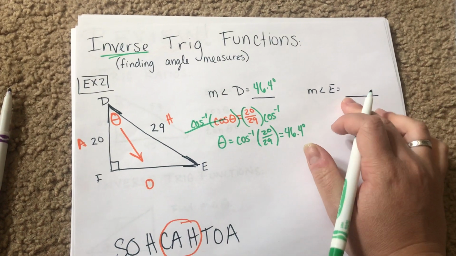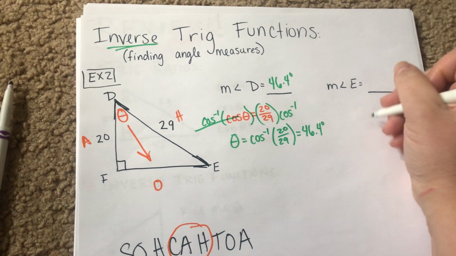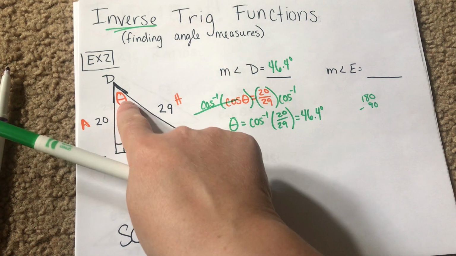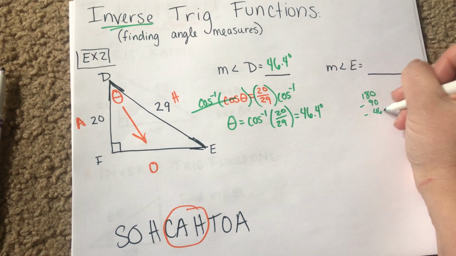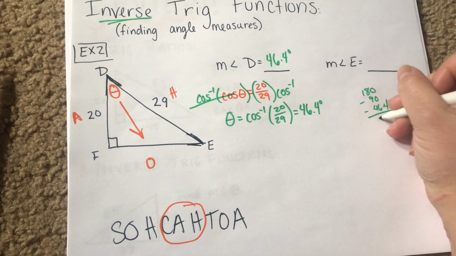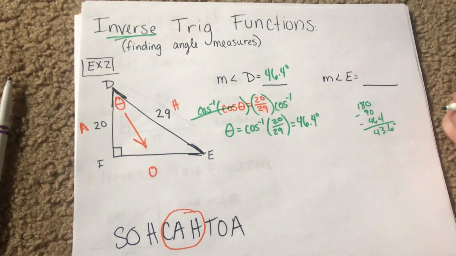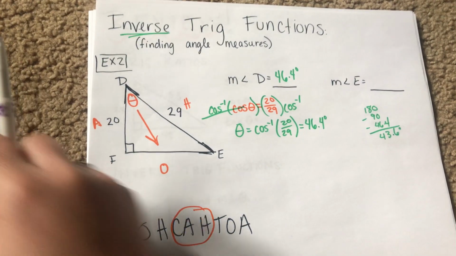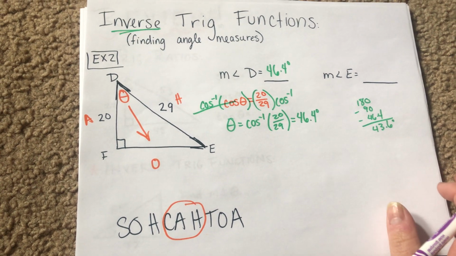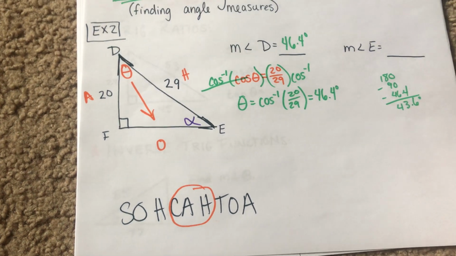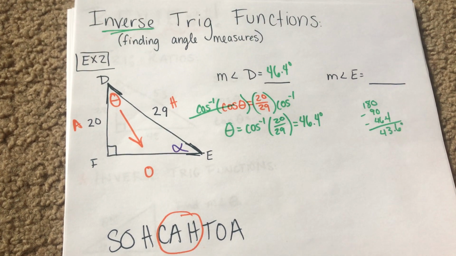Now, if we wanted to, for the measure of angle E, I could just do 180 minus the 90-degree angle minus our theta, so minus 46.4, and I end up with 43.6 degrees. But let's do it with using some trig functions just to keep practicing that. So for measure angle E, I'm going to call it alpha. I like using the Greek letters for these because that's what a lot of mathematicians would do.